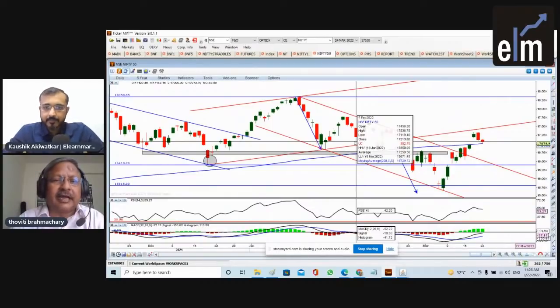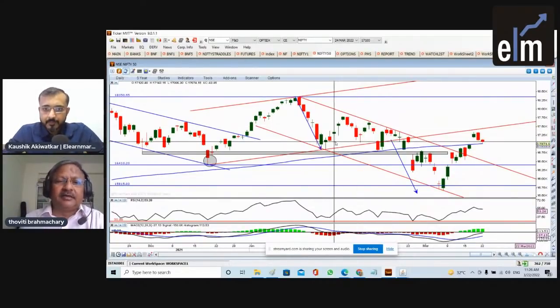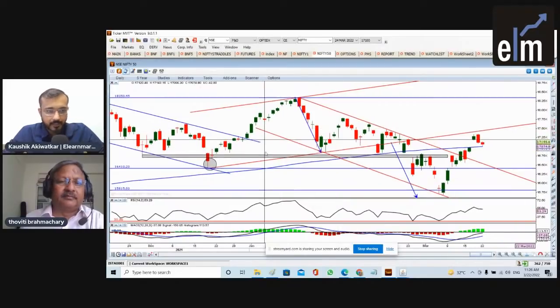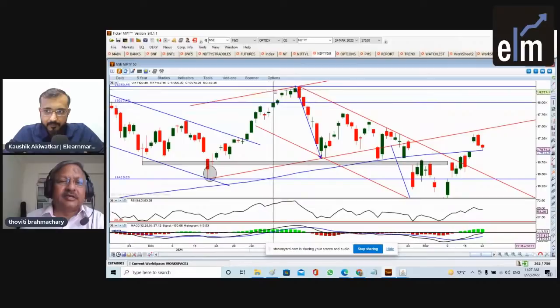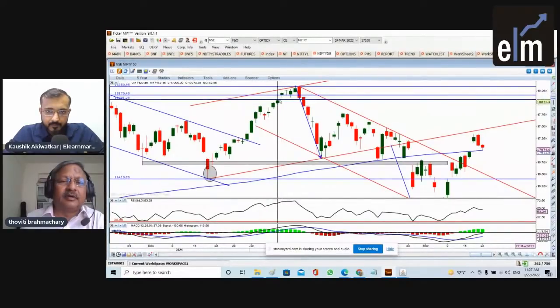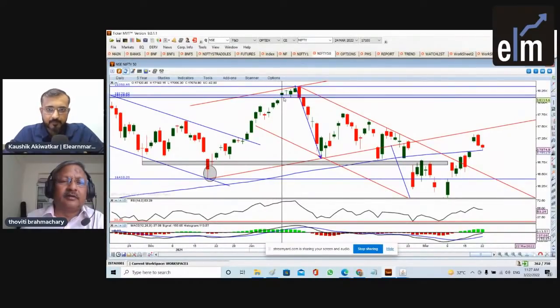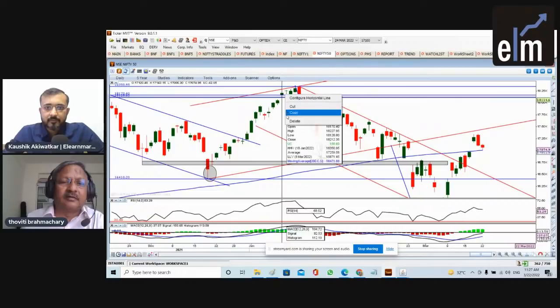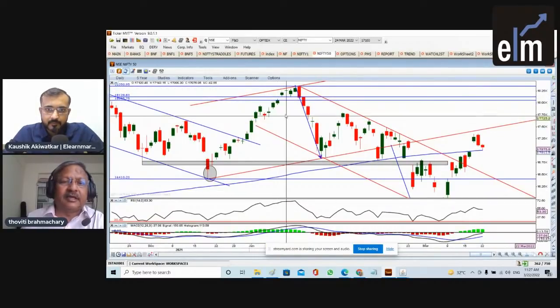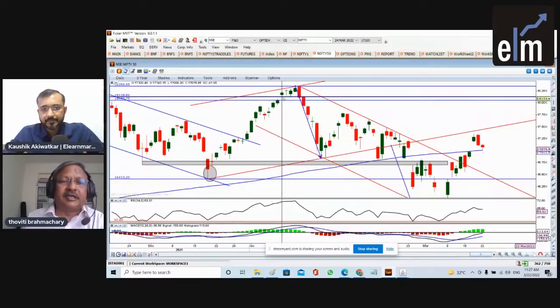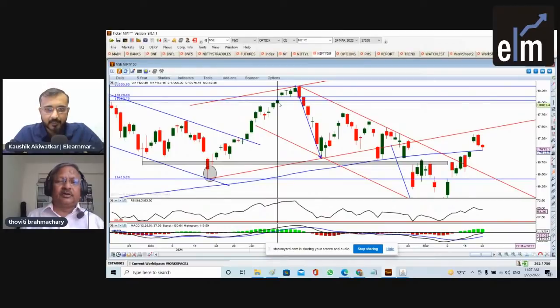The gap actually means the difference between today's high and tomorrow's low, right? That's a gap. Am I right? So this is the gap. You accept this is the gap, right? So how do we trade this gap to benefit out of this gap? That's the question.